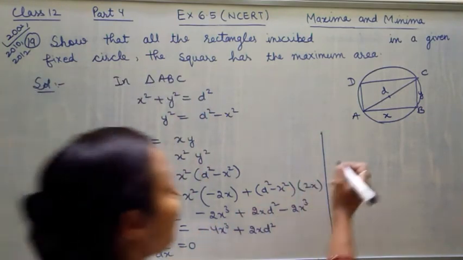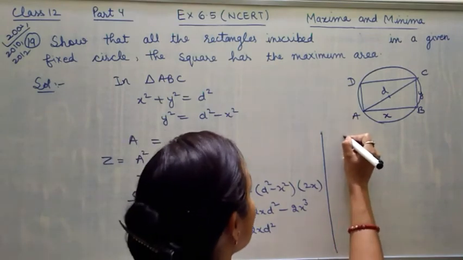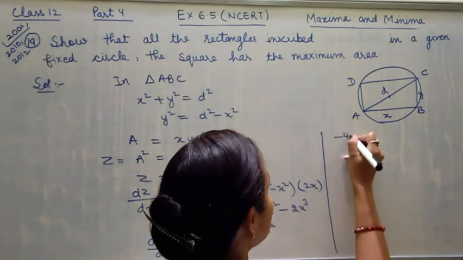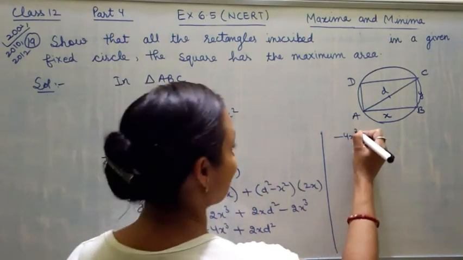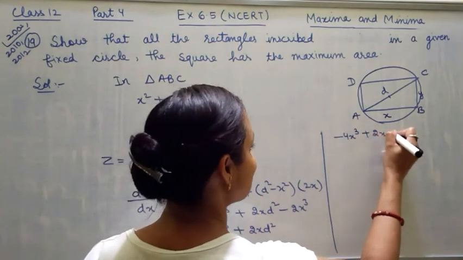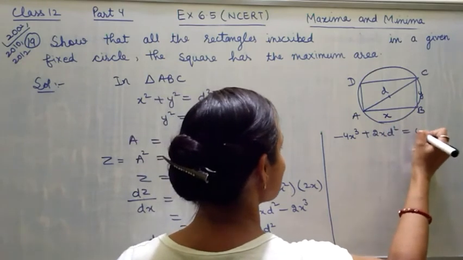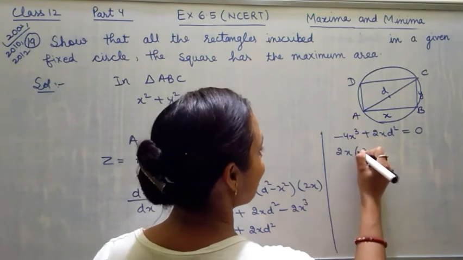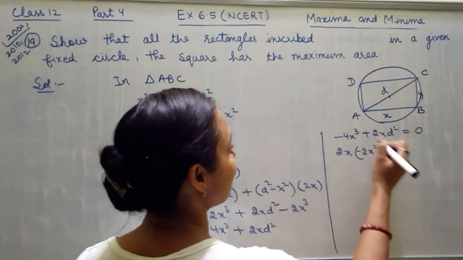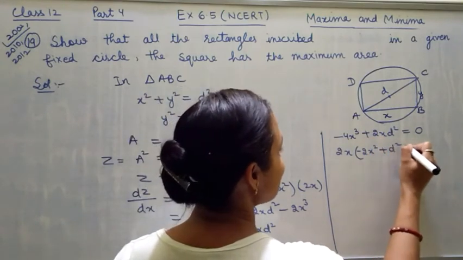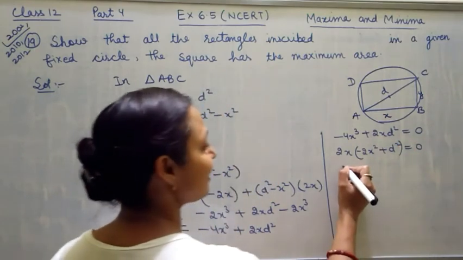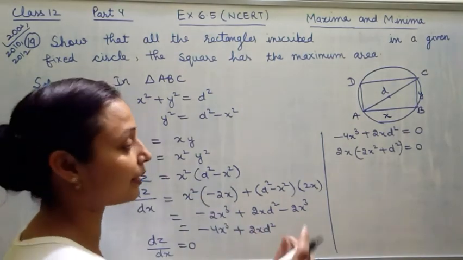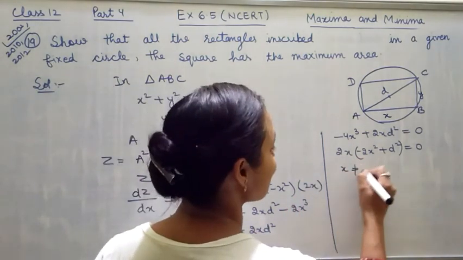Critical points. So what are the critical points? I will put the value here: minus 4x cube plus 2x d square equals 0. I will take 2x as a common factor: 2x times minus 2x square plus d square equals 0. X will never be equal to 0 because x is a side, the length of the rectangle. So x is not equal to 0.